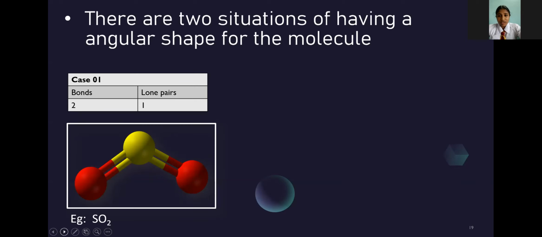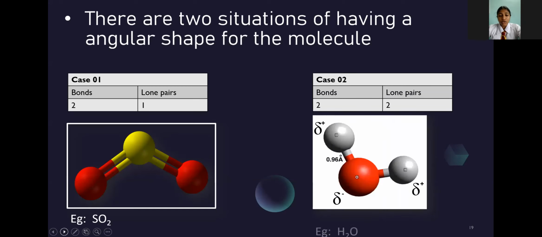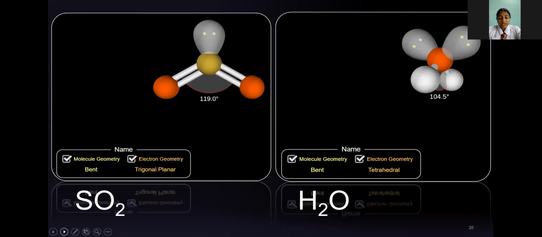In such situations, the molecular geometry is termed as bent, and the electron geometry is termed as trigonal planar. Moving on to case 2, there are 2 bonds and 2 lone pairs. Such an arrangement can be observed in the H2O molecule. In such situations, the molecular geometry remains bent, but the electron geometry is tetrahedral. Now carefully observe these figures to make out the difference.